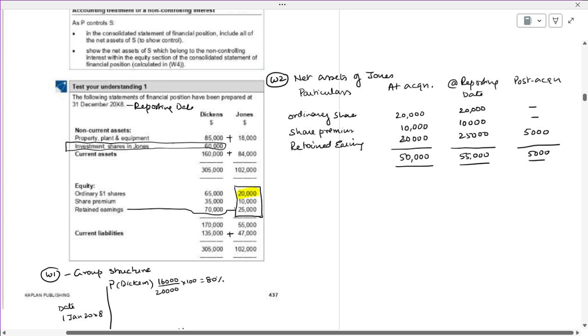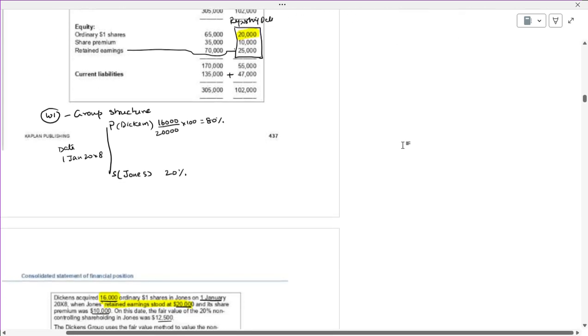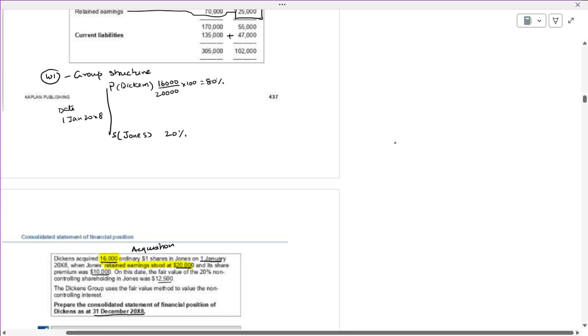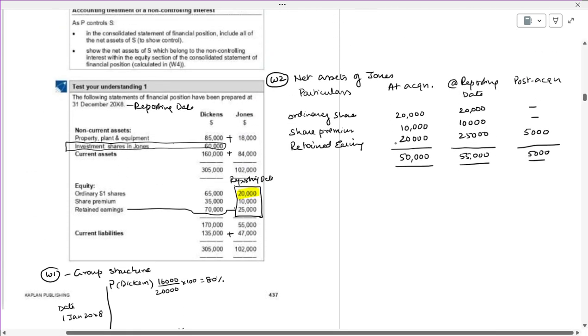This is where it says reporting date. And the one which has been given is on the date of acquisition. This is the information at the time of acquisition, and this is the information at the time of reporting date. That is what we have to do. We'll take the next stage.